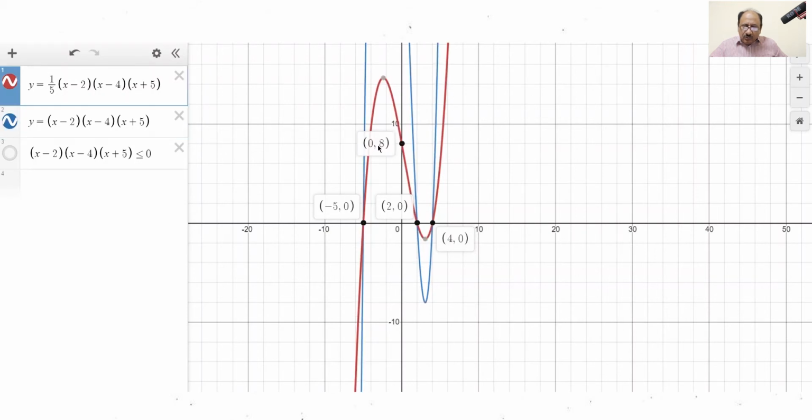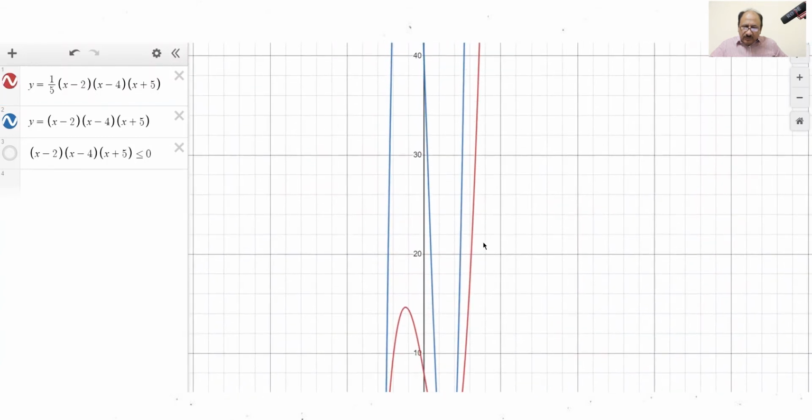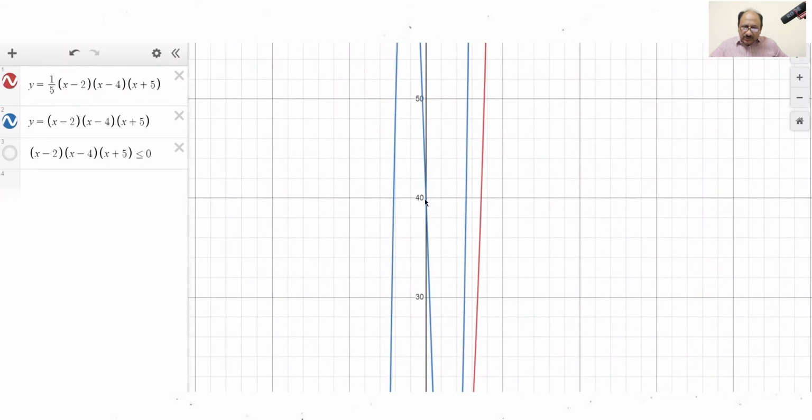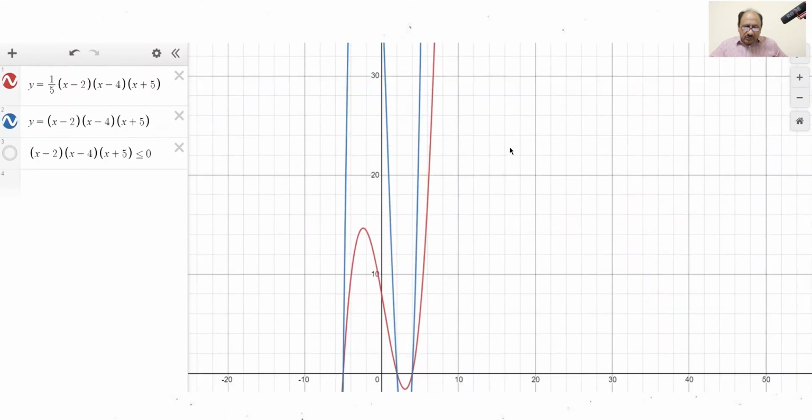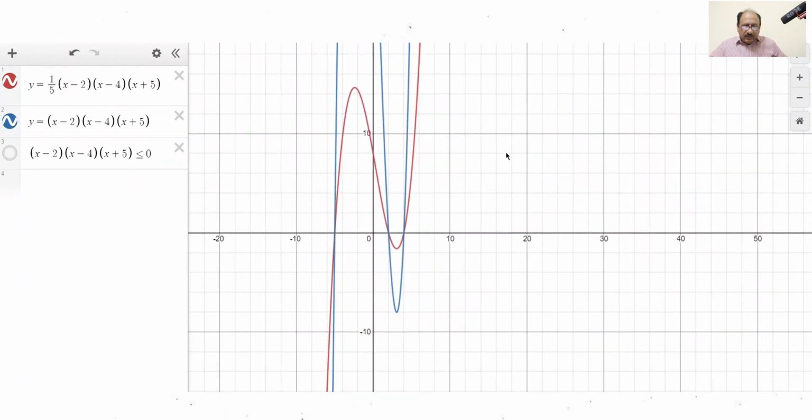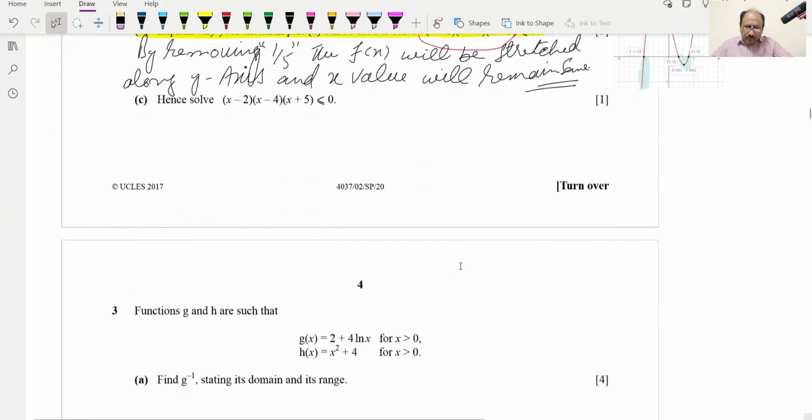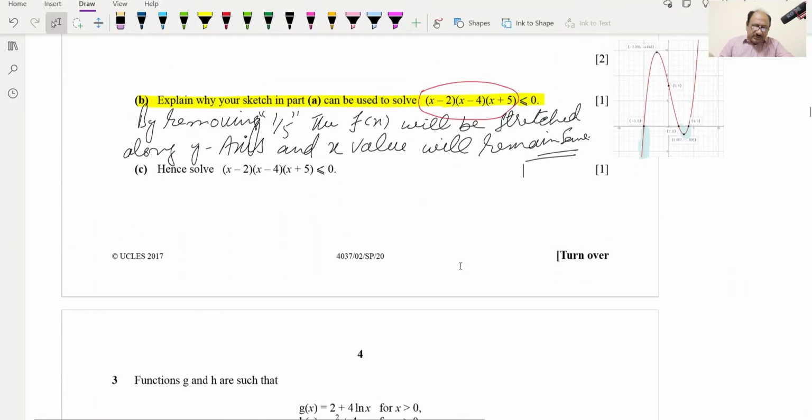So it's 0 and 8, and what will the new y-intercept be? The new y-intercept will be 8 5s are 40, so 0 and 40 will be the new y-intercept. So we can use it by stretching, and hopefully you understood this part as well. Now we can move to the third part, C part.